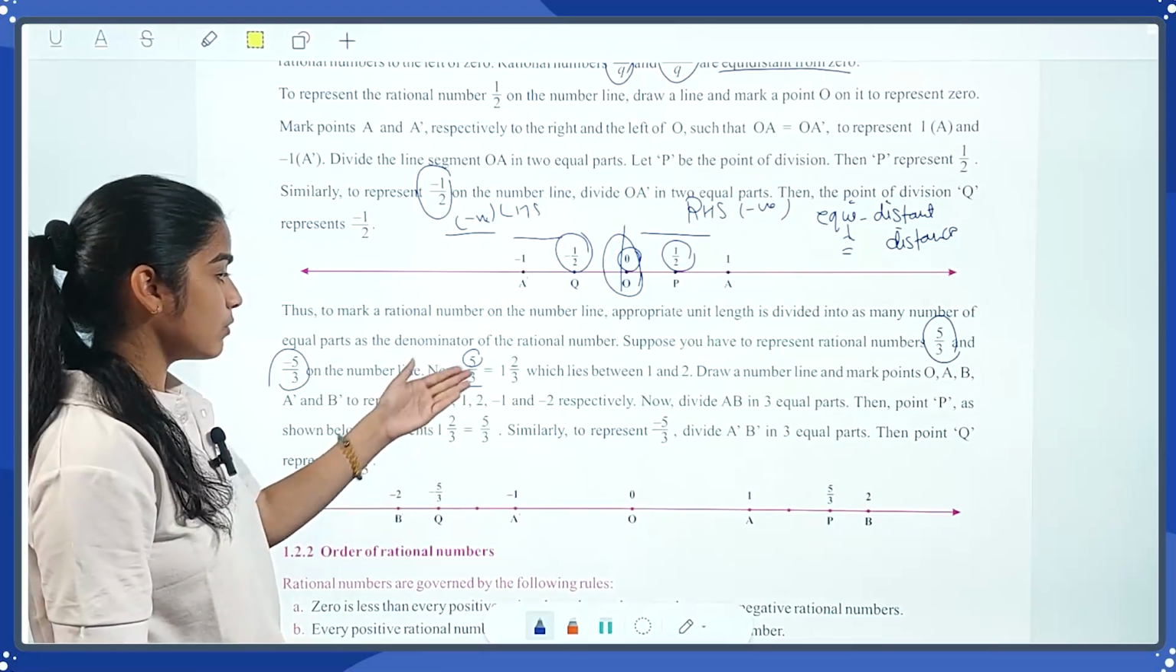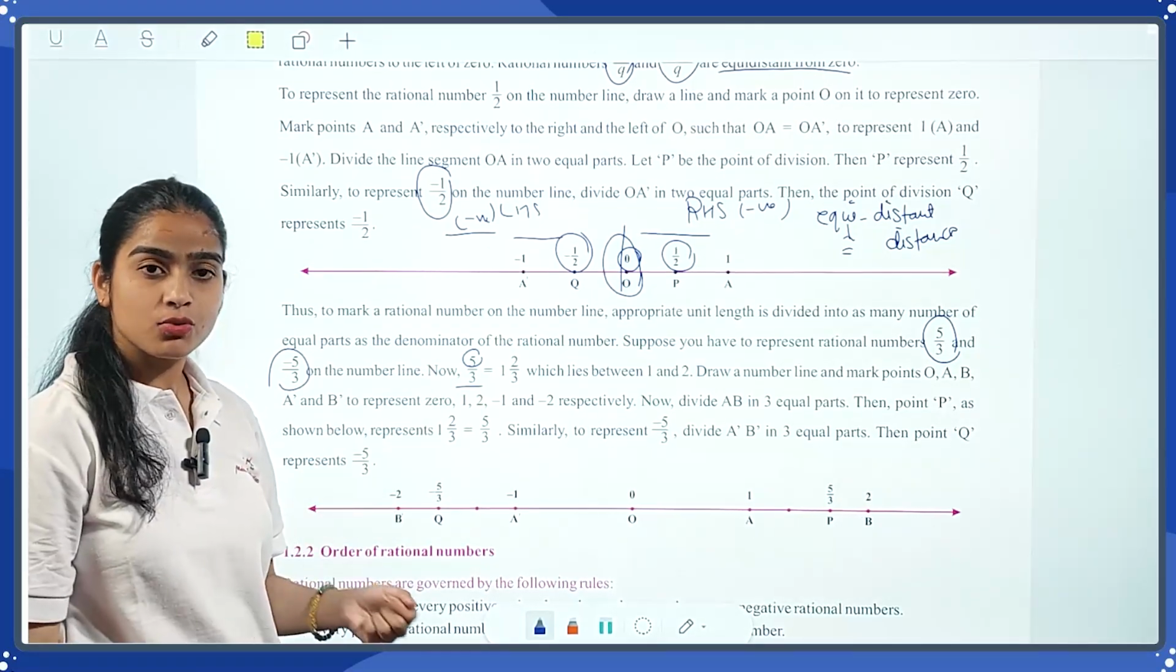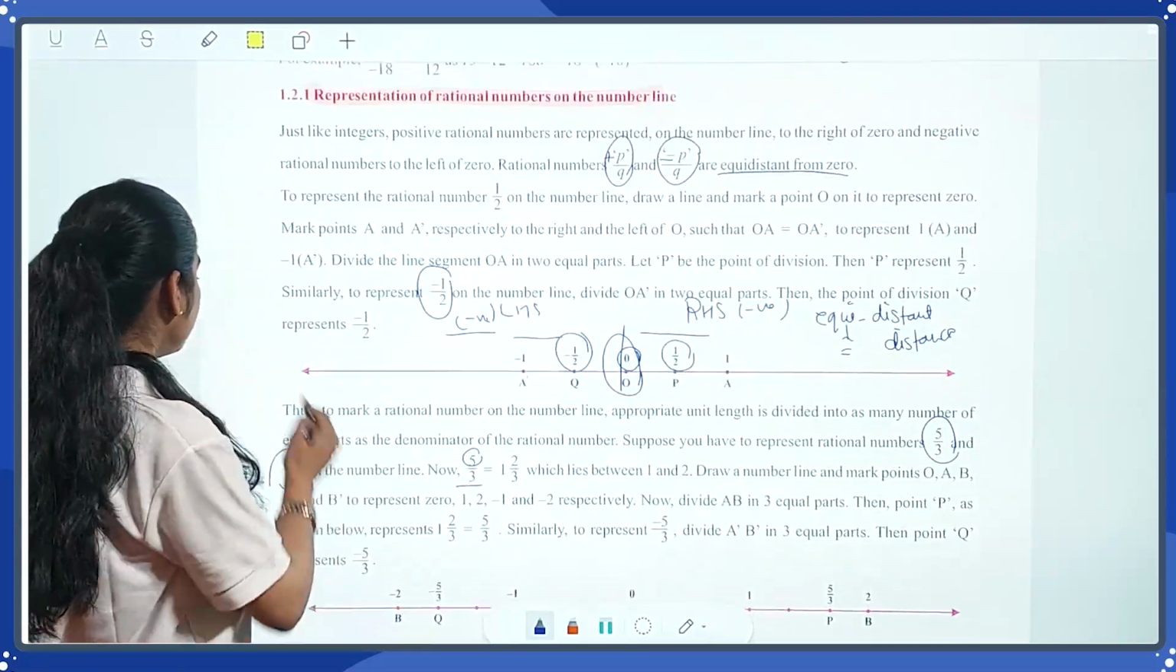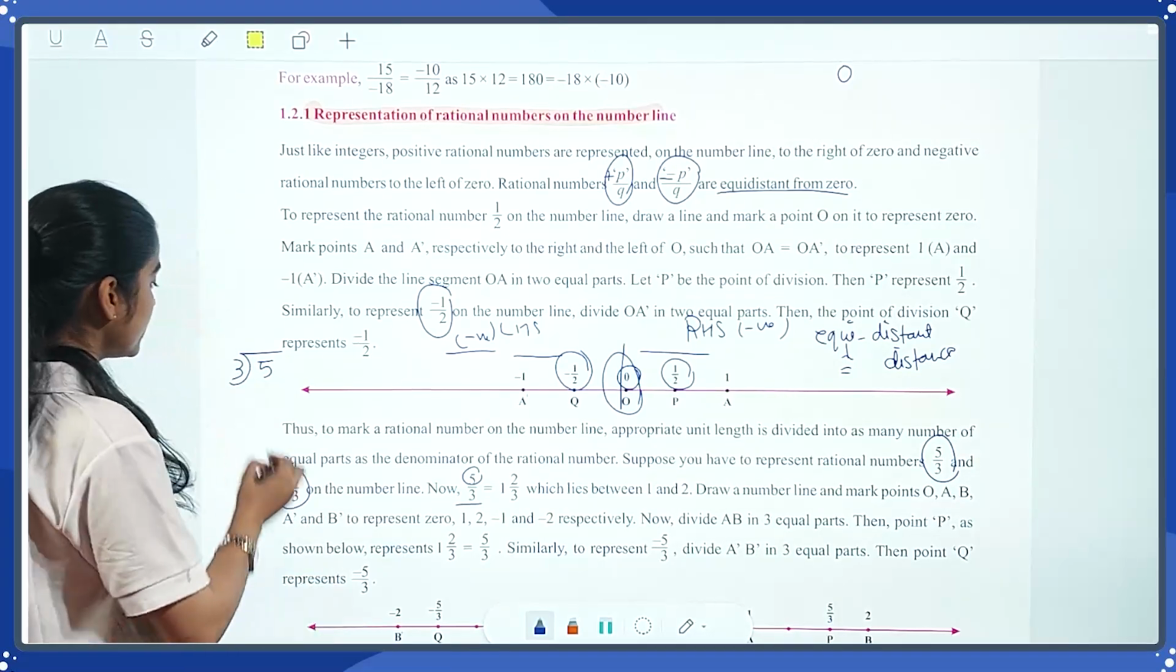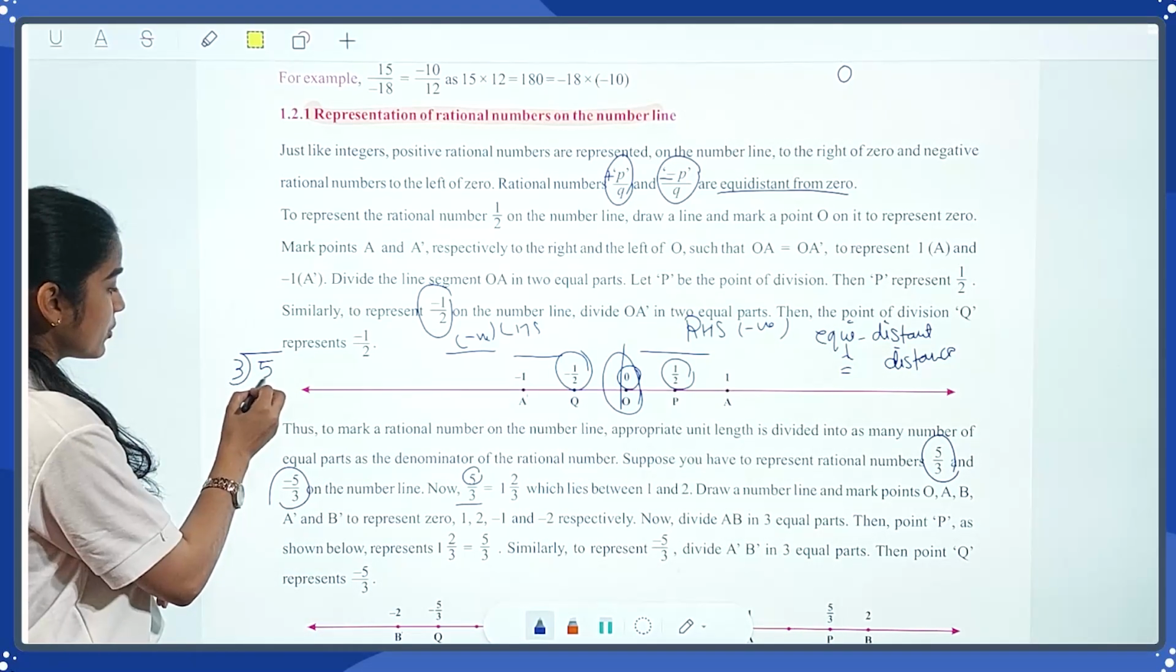Now what we do? We convert this improper fraction into a mixed fraction. So while we divide 5 by 3, what we notice, in this we have a remainder which is 2.